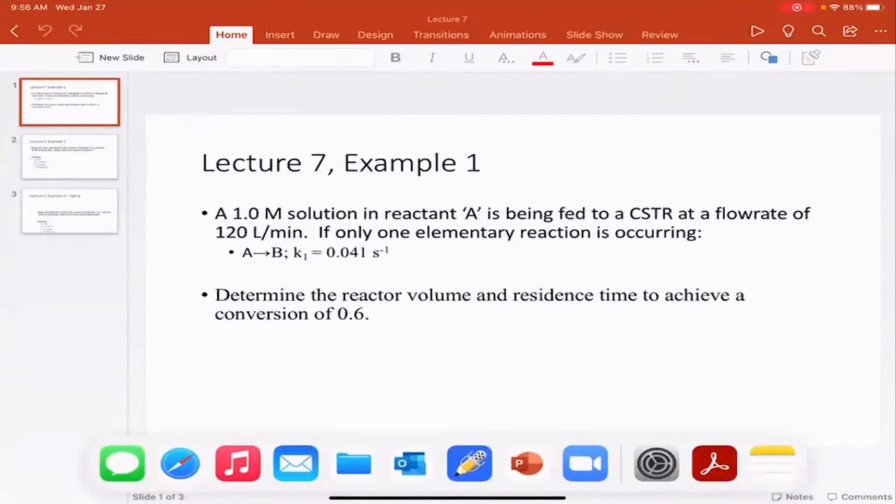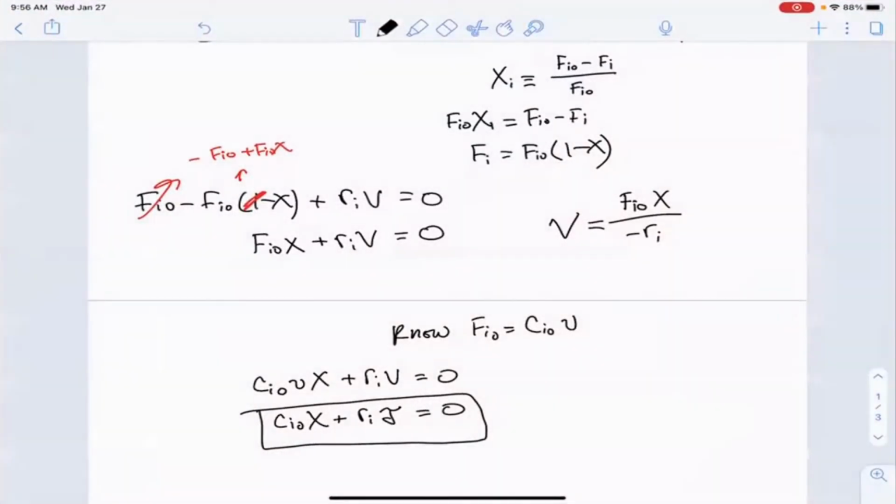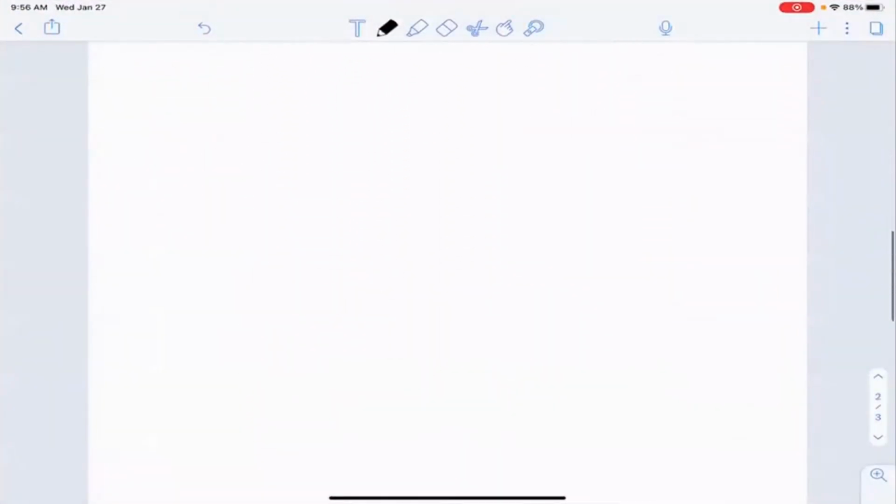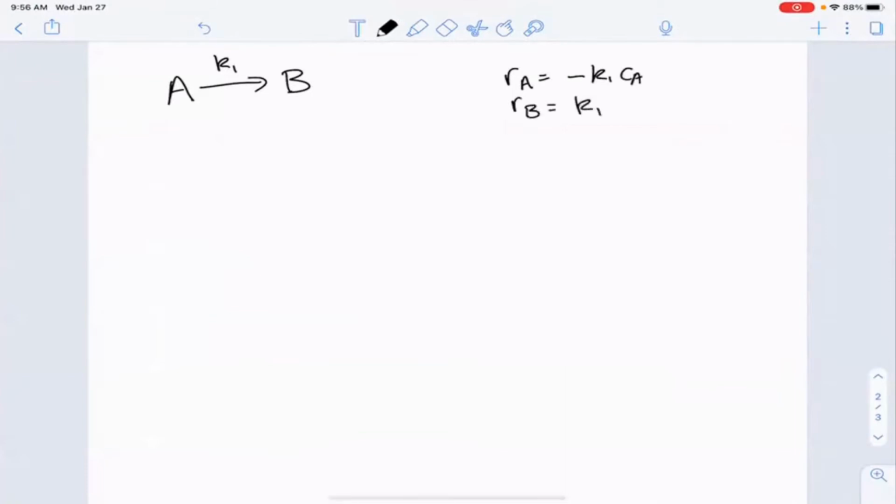And the first thing that we would have done in the ideal batch reactor case is to determine the rate law for this problem. And so we have a problem where A goes to B with a rate constant k1. So what is our rate law for A in this problem? Negative k1 CA. Perfect. Thank you very much. And then, of course, the rate law for B would be just k1 times CA, right? Because RA over the stoichiometric coefficient is equal to RB over its stoichiometric coefficient.